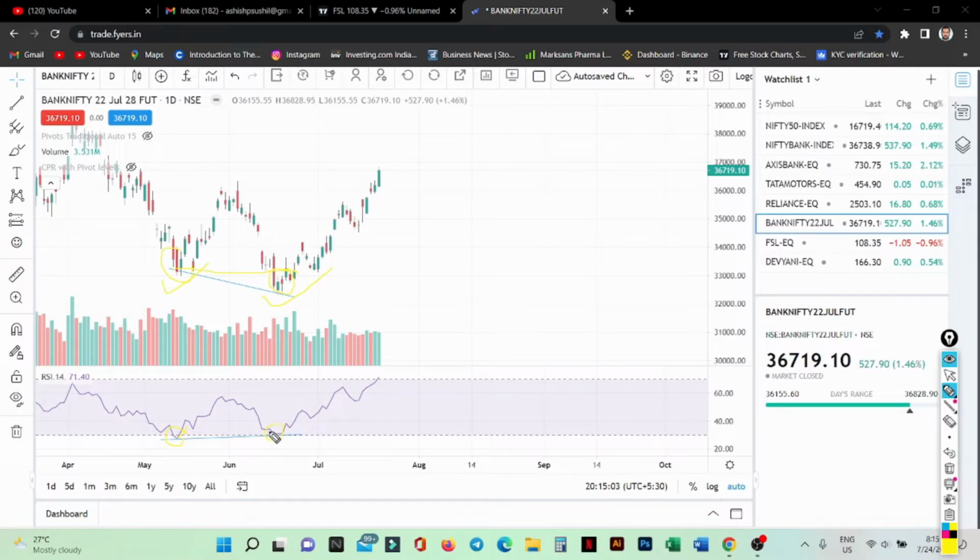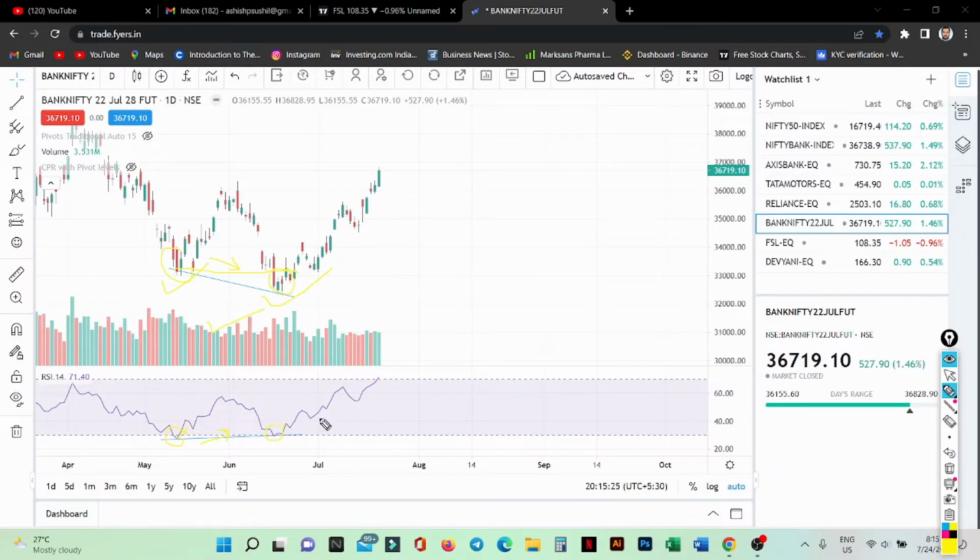But in the case of RSI, this swing was not broken and it just made a higher low. When you connect these two swings as well as these two swings, you can see a clear divergence. That is, Bank Nifty is showing a downtrend, but RSI is showing an uptrend when you join these two swings. So this is a clear example of RSI divergence.